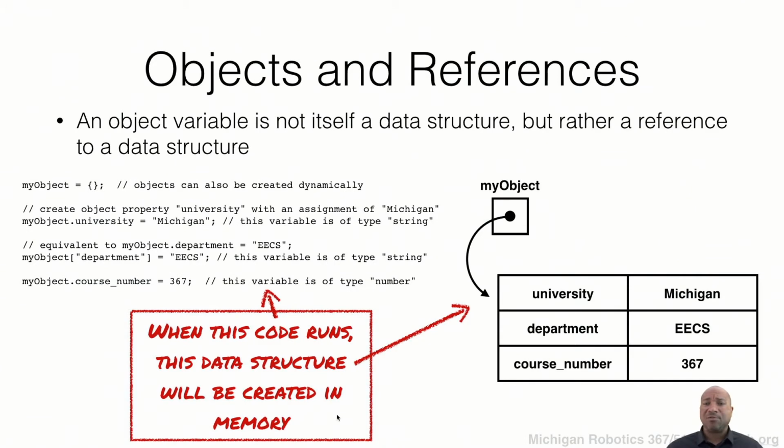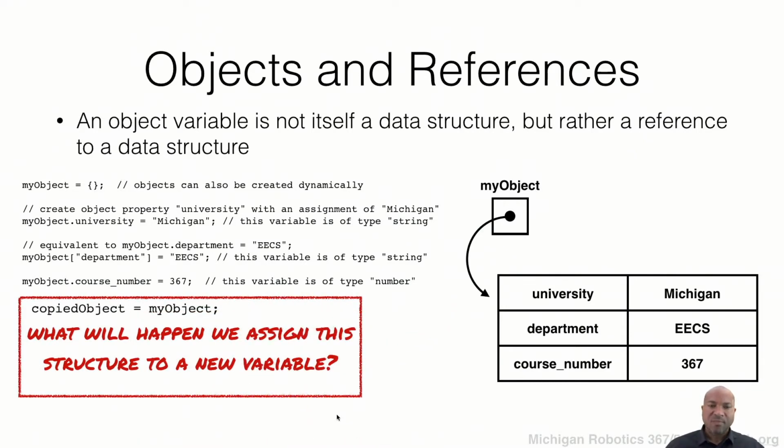When the browser executes all of these lines of code one by one, what this looks like in the computer's memory is a pointer. My object is essentially a reference to this data structure that sits off in memory. So my object points to the structure that has university assigned to Michigan, department assigned to EECS, course number assigned to 367. And so that's what an object would look like.